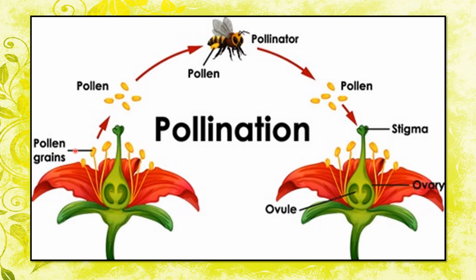Pollination is the transfer of pollen grains from the anther to the stigma of a flower, and this can be done by wind, water, birds and insects. While feeding on a flower, pollen grains from the anther get stuck to the insect's body, and when the insect moves to the stigma of a similar flower, the pollen grains fall on the stigma. So in this way, the pollen grains get transferred from the anther to the stigma, and this process is called pollination.